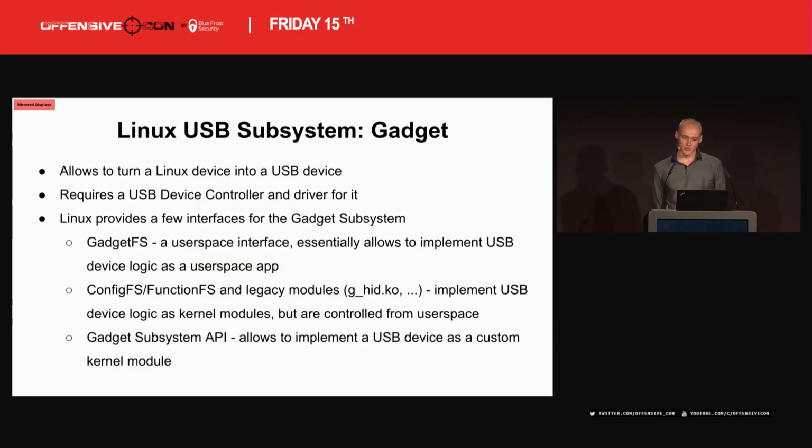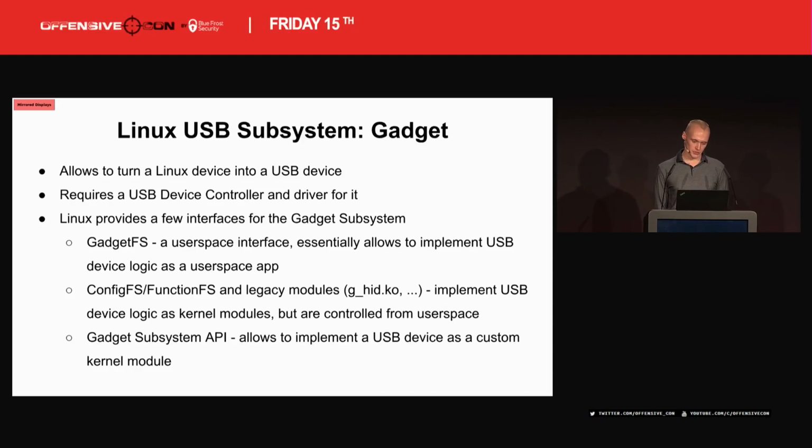I was reading a lot of documentation trying to figure out how to do stuff like this, and what I stumbled upon is the thing called the Gadget USB subsystem. The whole idea is that if you have a Linux device, like some Linux boards usually, you can actually turn them into a USB gadget. And there is a whole subsystem called the Gadget subsystem for that.